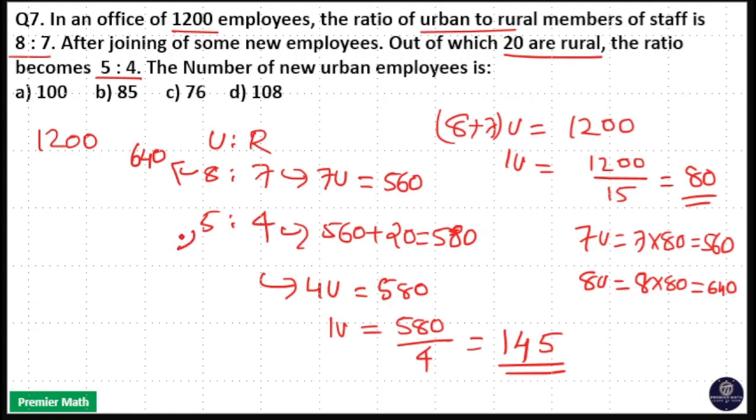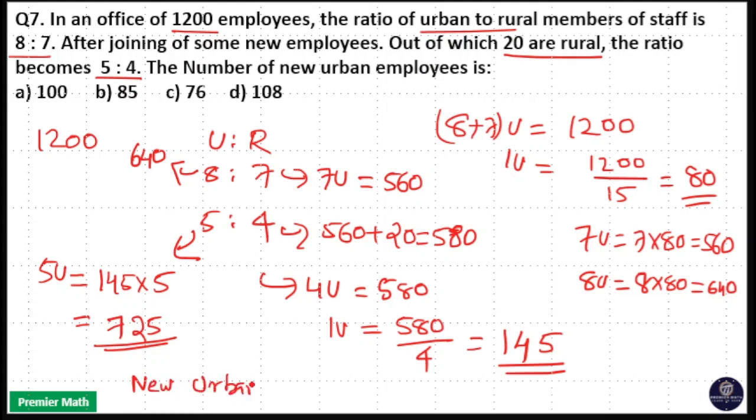That means 5 units in the new ratio, 5 units is 145 into 5, that is 725. So initially there were 640 urban people. Finally there are 725 urban people. So new urbans joined is 725 minus 640 is equal to 85. So option B is your answer.